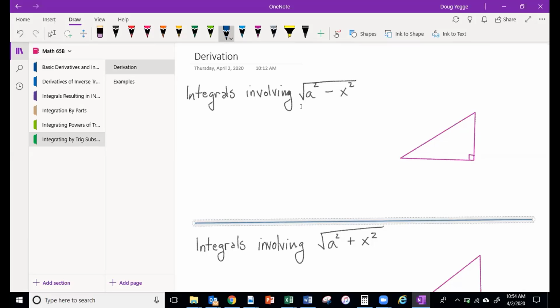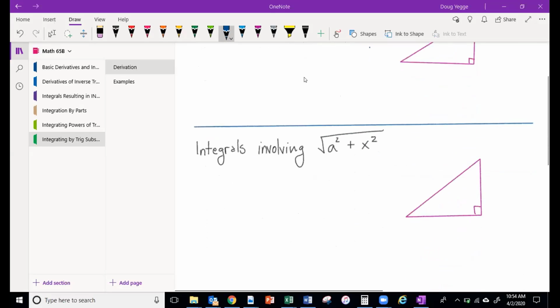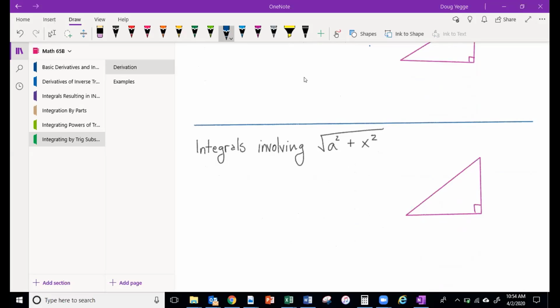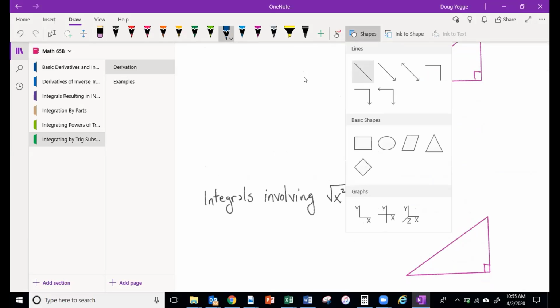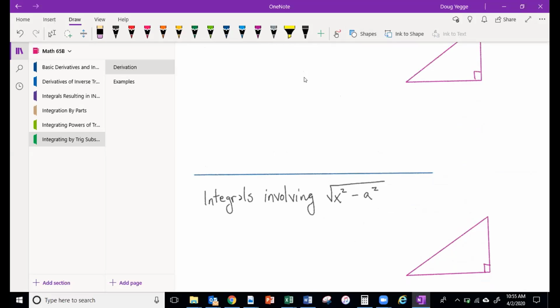Now notice that that looks the same as the denominator in an inverse sine function, right? And if I were to do this square root of a squared plus x squared, I see a squared plus x squared in the integral of inverse trig functions. And I also see this square root of x squared minus a squared inside of secant inverse functions. So the point of what we're trying to do here is to come up with a method of changing the form of these so that we're going to be able to integrate them, okay?